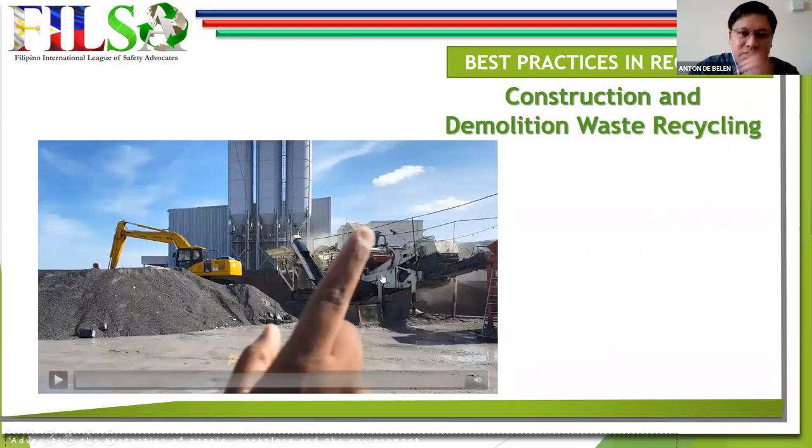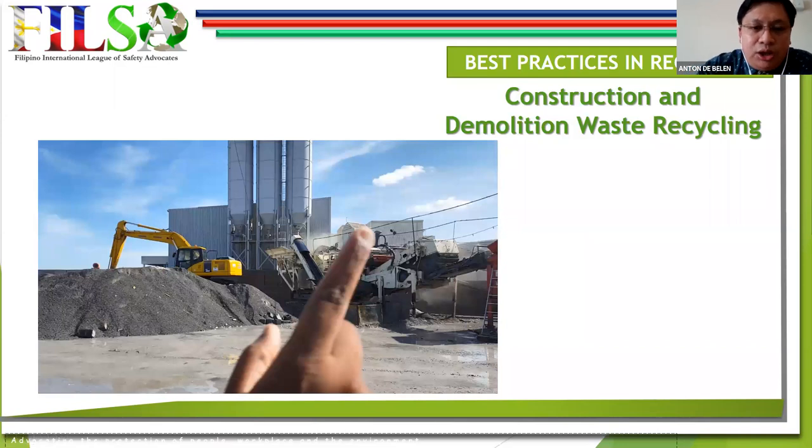From the construction and demolition waste, they will crush these materials and convert them to aggregates. Aggregates can later be used as a raw material in manufacturing road pavement and bricks. Usually the C&D materials also contain some steel, so they will divert that to a metal recycling facility.